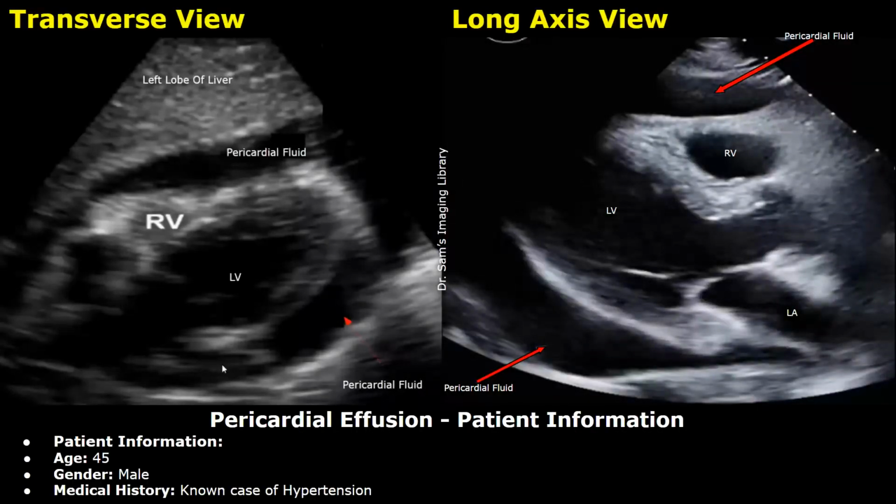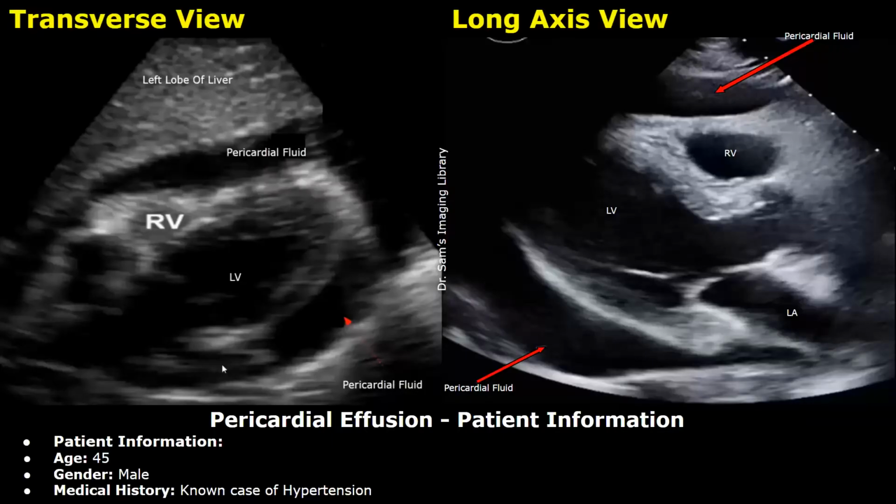And this video is about FAST ultrasound reporting. FAST stands for Focused Assessment with Sonography for Trauma. It is an emergency ultrasound performed in cases of trauma such as motor vehicle accidents or falls. You will learn how to write FAST ultrasound reports. The reports will include the patient information, findings, impression, and recommendations.